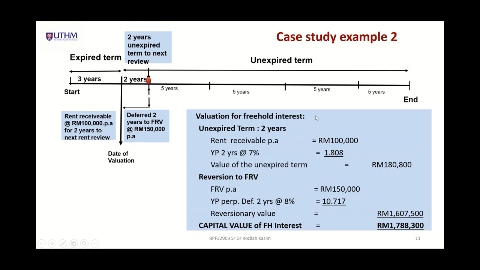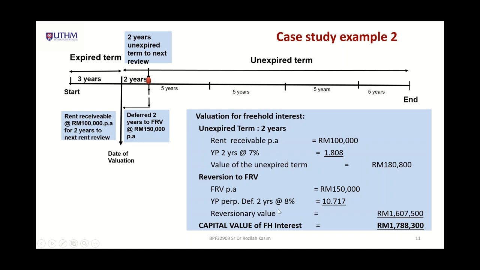Okay, after 2 years, the rent will be revised to 150,000. So we look at the valuation for the freehold interest here. First we work out the unexpired term value. So we have here the unexpired term value for the next 2 years by receiving 100,000, and the value of the unexpired term is about 180,000. And then for the next review, which is another 2 years' time, or reversion to the next review, will be the 150. But this 150 only can be granted, only can be receivable by the landlord after 2 years on the next review. So that's why people actually defer 2 years.